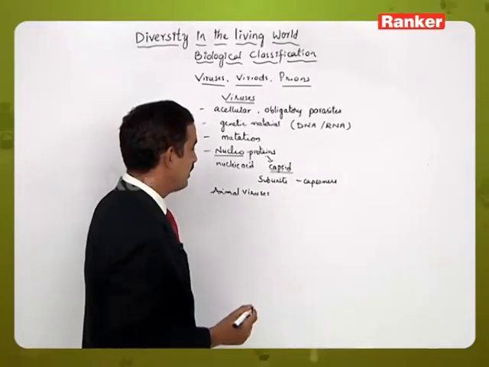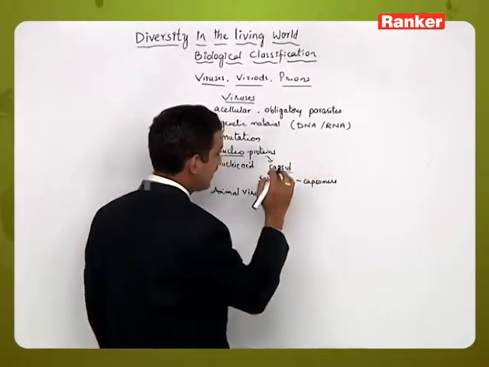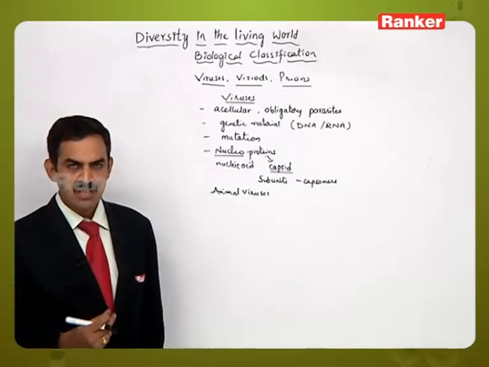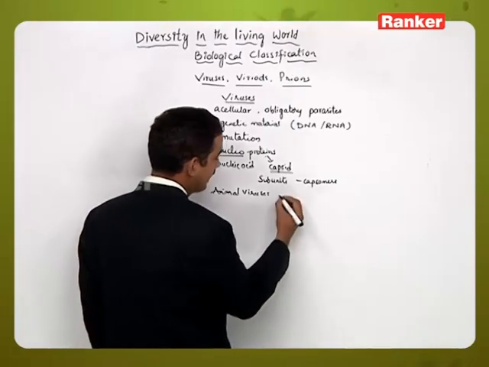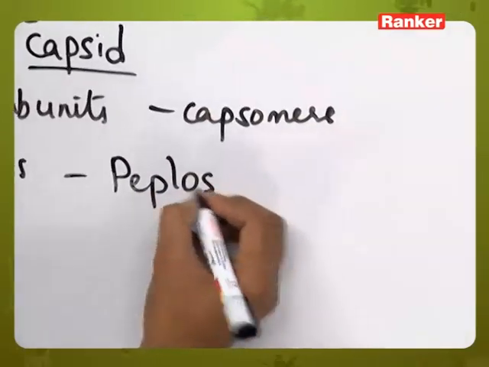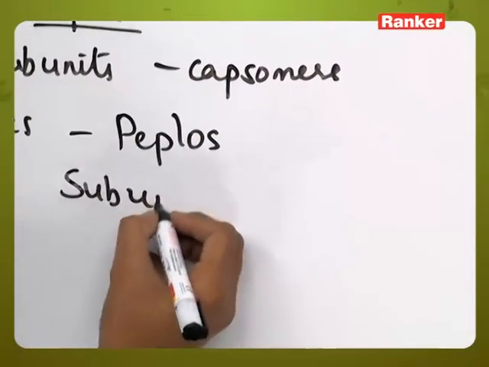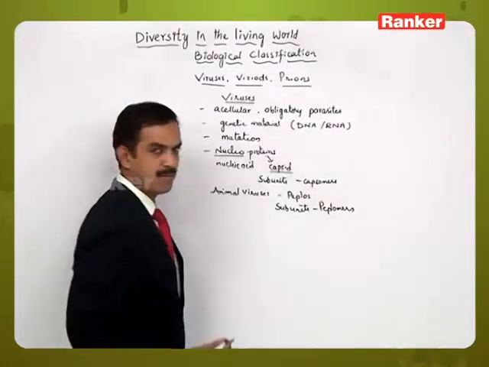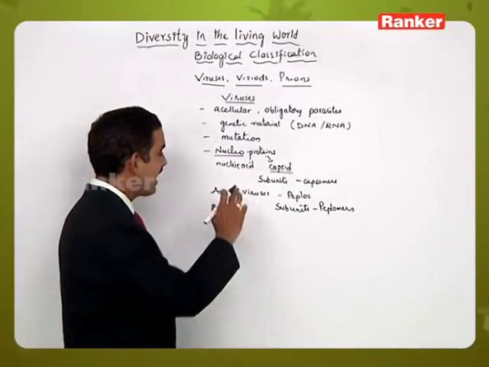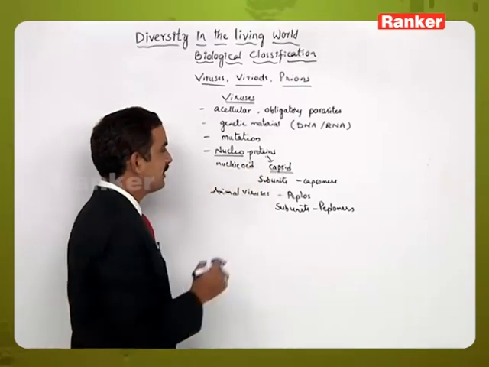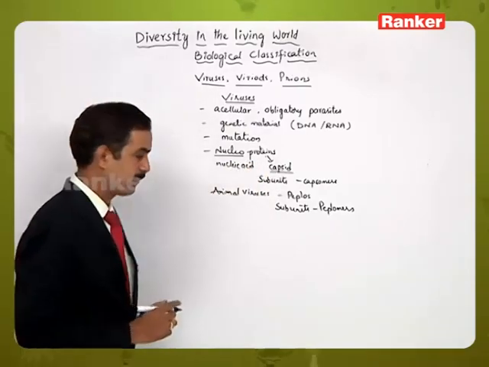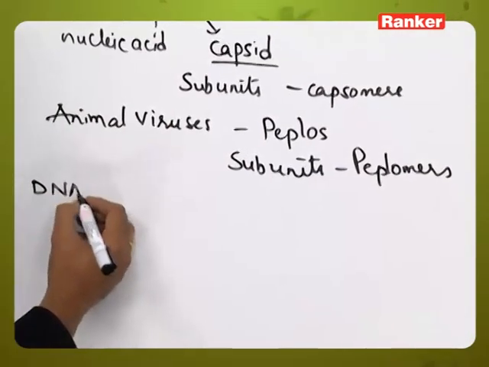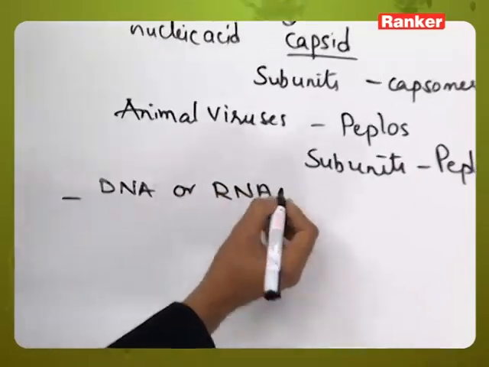The capsid is proteinaceous in nature, but in some animal viruses, apart from this protective capsid, one more additional layer is present, made up of lipids and proteins, called the peplos. The subunits present in the peplos are called peplomers. As they are basically made up of nucleic acid and capsid, we call them nucleoproteins. And which type of genetic material is present? Either DNA or RNA, only one type of nucleic acid is present.